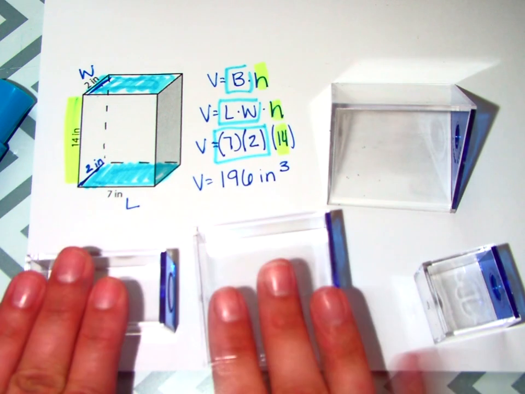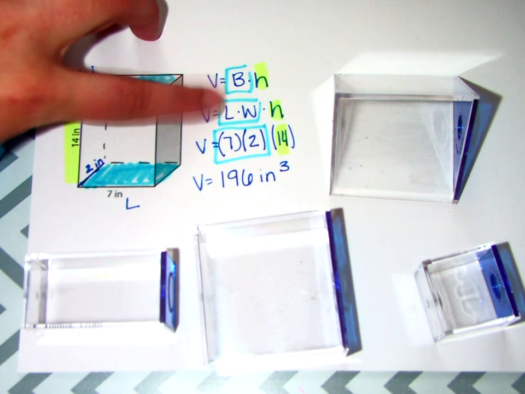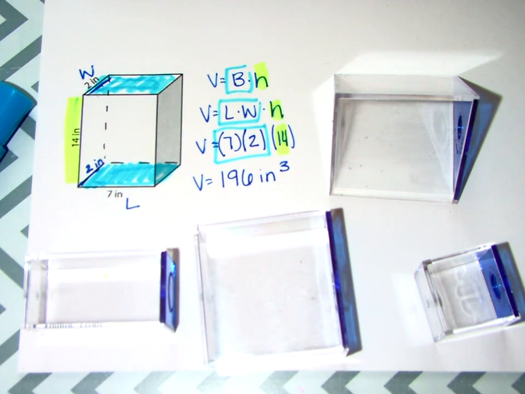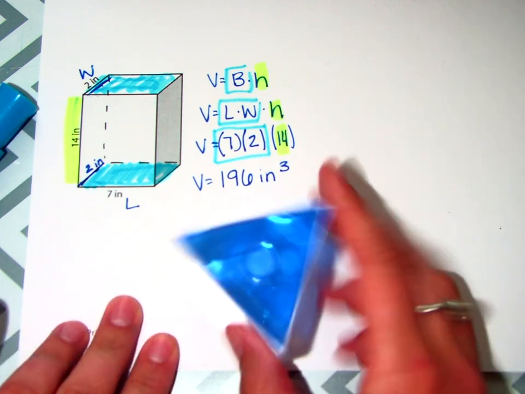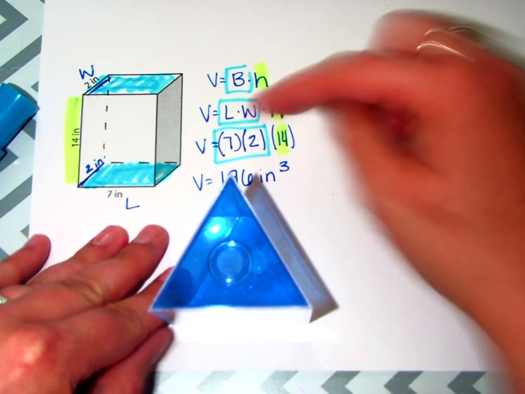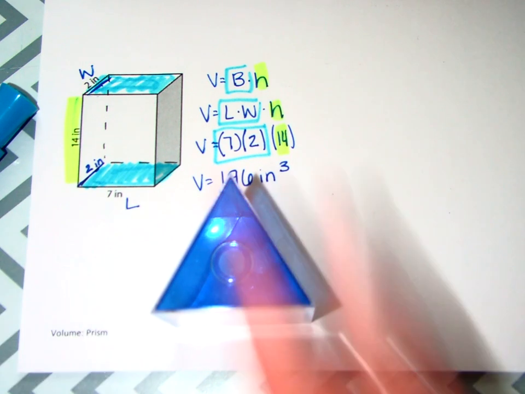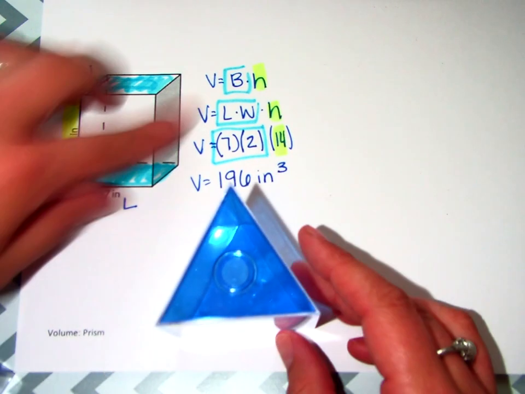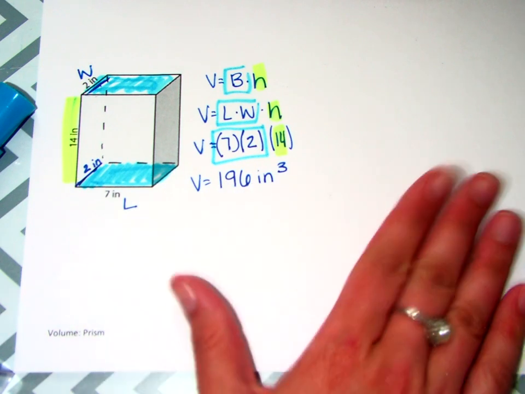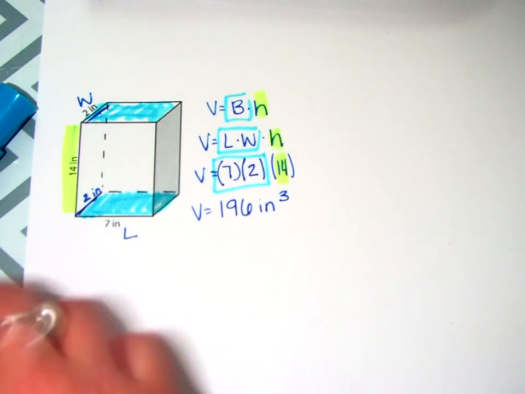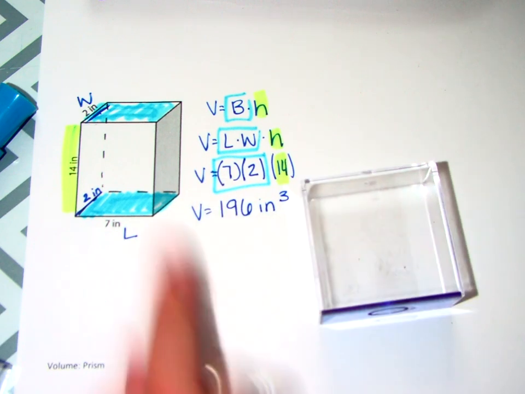So if it has 2 bases and never comes to a point, the only thing that's going to change here is the area of the base formula, which is going to be length times width if it's a square or rectangle. If we were using a triangle, it would be 1/2 BH, 1/2 base times height, times the height of the whole prism. So this changes the area of the base formula depending on what shape it is. But for right now, when we're just dealing with a basic prism, it's basically just length times width times height. You just multiply all of your measurements together.